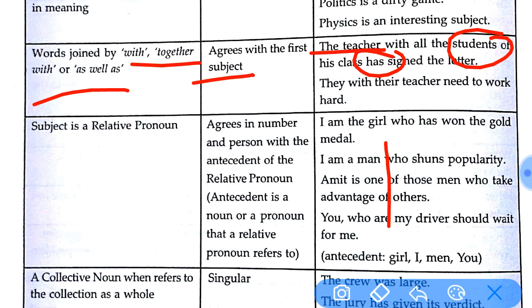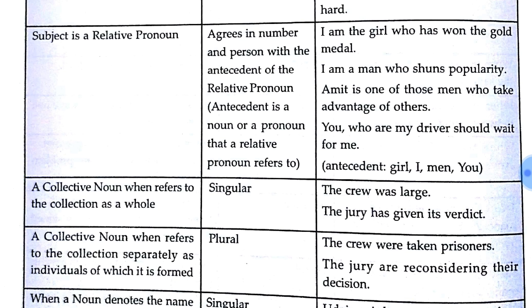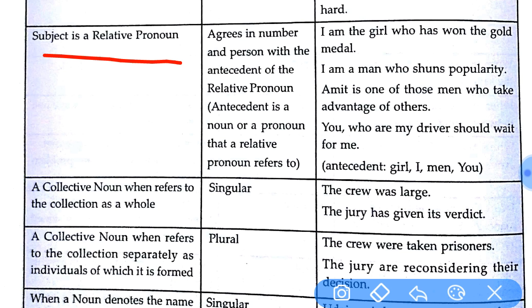Then we have the next one here. Subject is a relative pronoun. What does that mean? The verb agrees in number and person with the antecedent of the relative pronoun. The antecedent of the relative pronoun is a noun or a pronoun that a relative pronoun refers to. So here's an example: I am the girl who has won. This is the antecedent. I am the girl who has, therefore a singular verb. I am the one who shuns the man, antecedent.